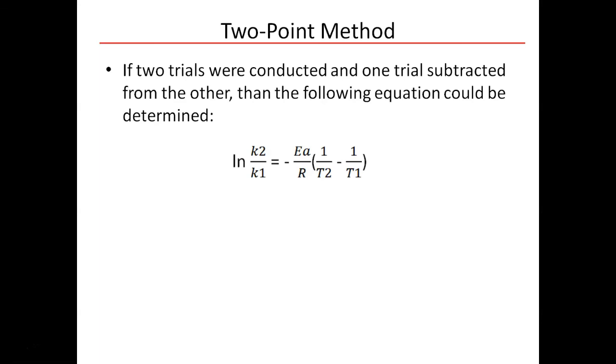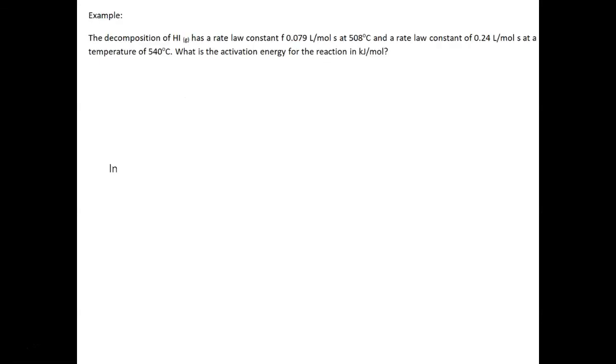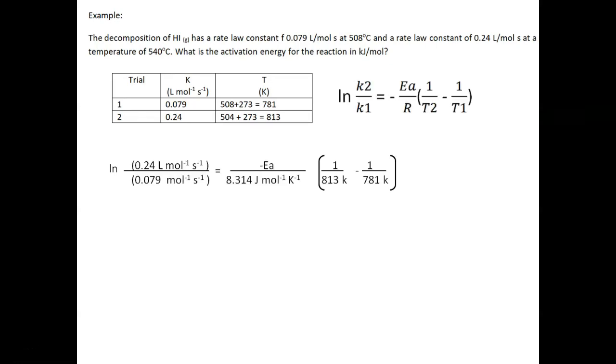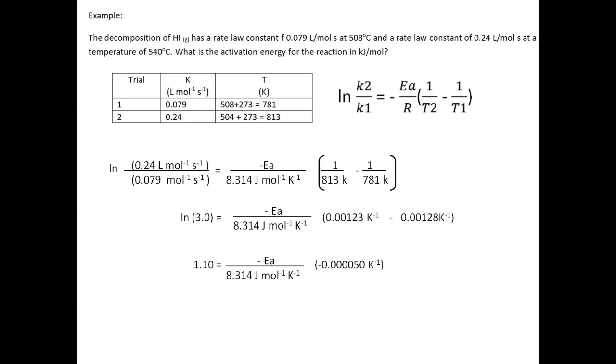Okay, so we're going to look at an example where we look at the decomposition of hydrogen iodide. I'm going to summarize my values in a table. Then I have my equation. So now I substitute them into my equation. And now it's just a matter of solving. So we solve the equation as we go along, calculating some of the different parts first. And then finally, we isolate for our activation energy. In this case, we get that our activation energy is equal to 1.8 times 10 to the 2 kilojoules per mole.